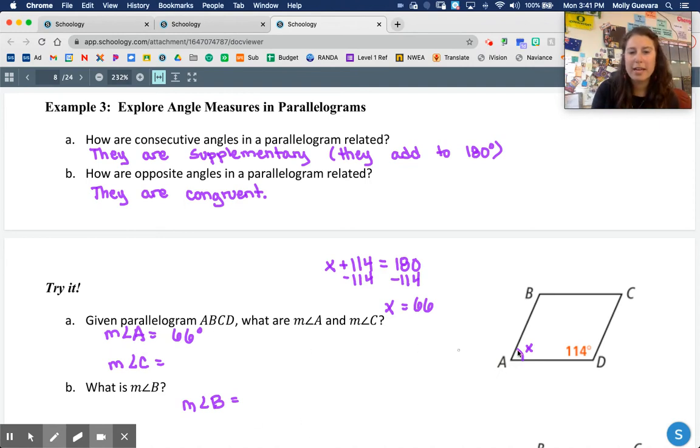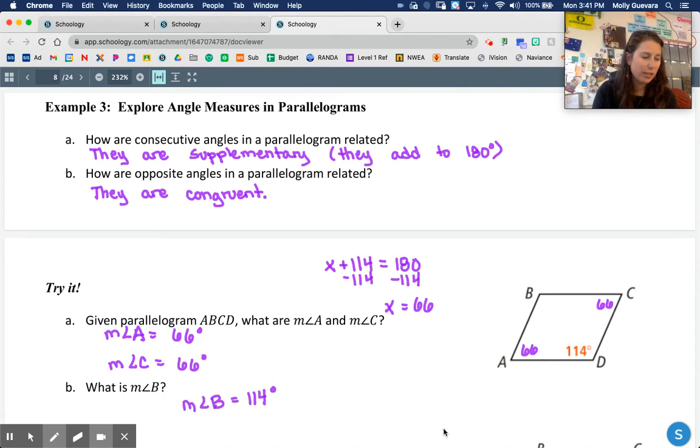Well, if angle A is 66, so let's erase this and actually write it in, right? Write in what it is. Angle A is 66, then angle C is across from it, and opposite angles are congruent. So that tells me that angle C is also 66. So I don't have to do any extra work there. And then part B says, what is the measure of angle B? Well, B is opposite of D, and D is 114, so B is 114.